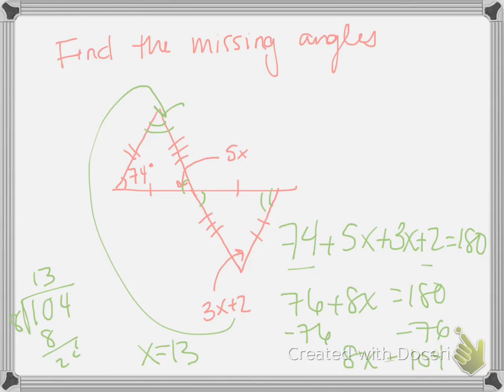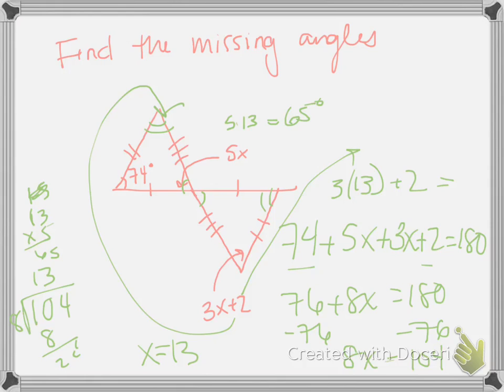So now I need to find my missing angles. I'm going to plug them in. For this one I have 5 times 13, which gets 65 degrees. And then this one, 3 times 13 plus 2, should get me 41 degrees. Okay, so all three should add together to be 180 degrees for a triangle.